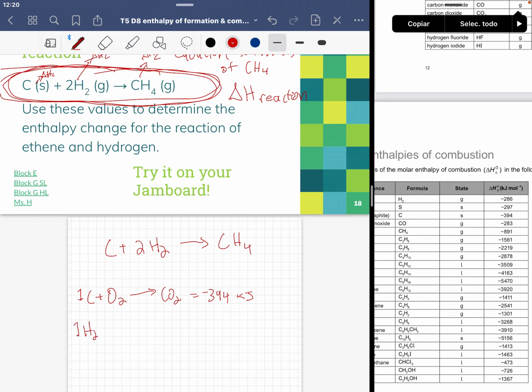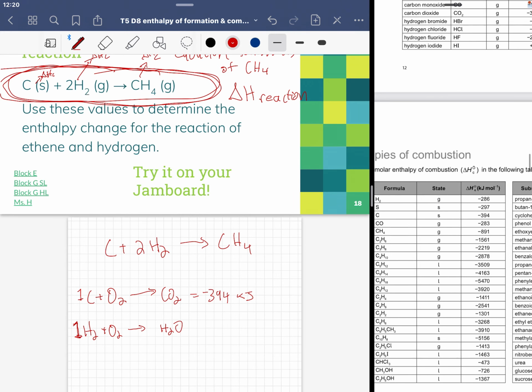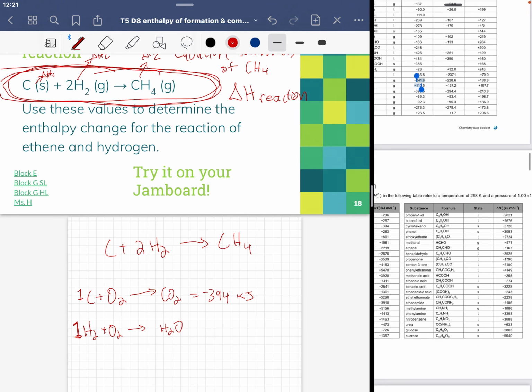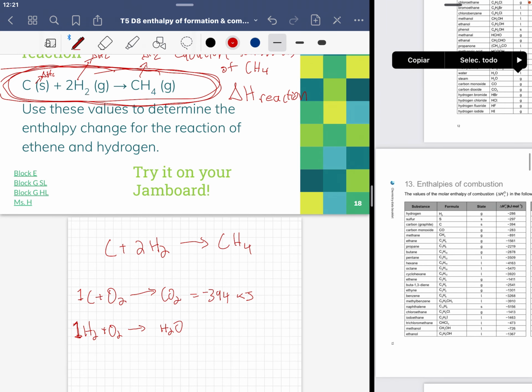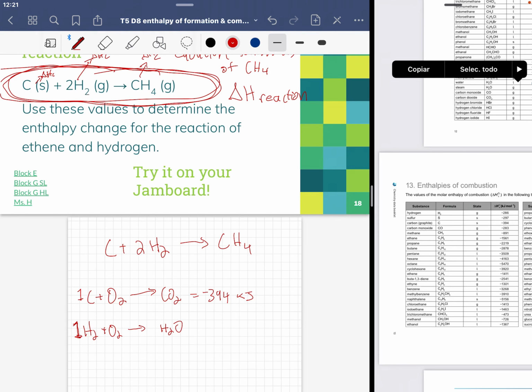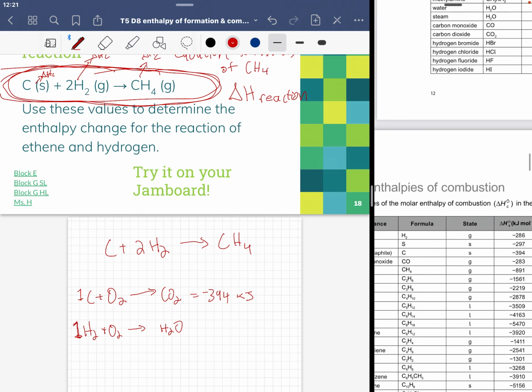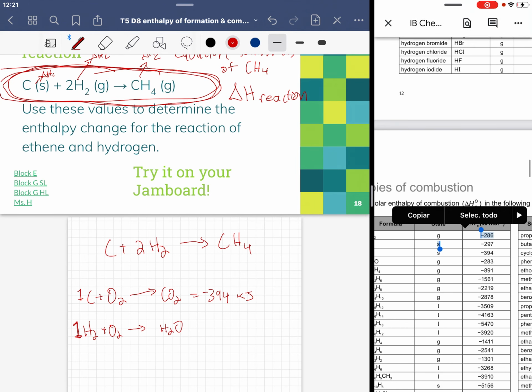H2, when I write this as an intermediate, this by definition needs to be 1 mole, the enthalpy of combustion, plus oxygen yields H2O. And of course the H2O we can find, I believe it is down, oh, it's H2. Yep, H2 is right here, negative 286. So delta H combustion is negative 286, the combustion for H2.